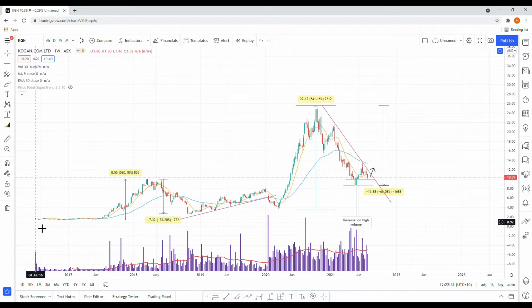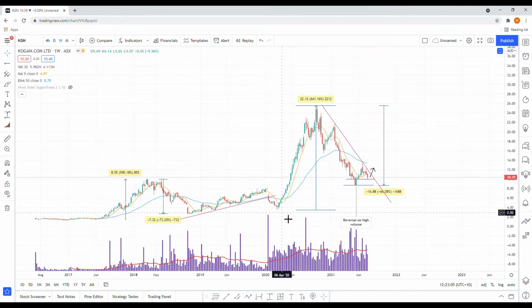I believe that's when this stock came to ASX. It was listed in July, I believe. Initially it had a flat run, it didn't move much. Then it made a big move here, about 590%. Hope you can see this number. Then it crashed 73% here. Just keep those numbers in mind: 590% up, then crash 73%.